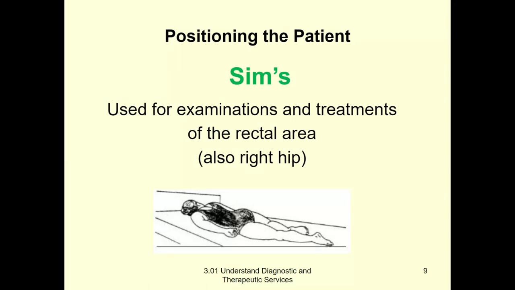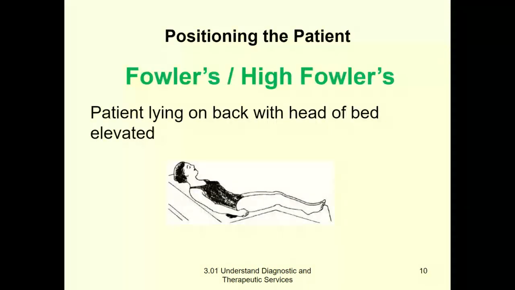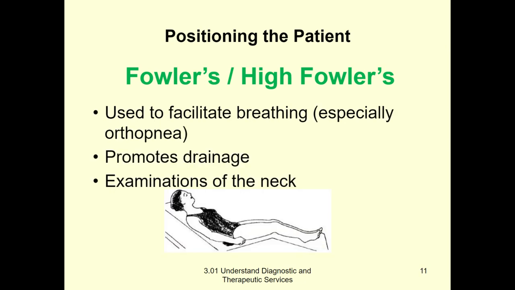It also props that right hip up in case you specifically need to assess something in the right hip. Fowler's. Okay, so you have high Fowler's, which is up at a 90-degree angle, like they're sitting up straight. You have semi-Fowler's, which is like a 45-degree angle, and then you have something called low Fowler's, which is like 25 to 30 degrees. So this would probably be semi-Fowler's. This is about a 45-degree angle that this girl is at. Maybe a little bit lower than semi, but that's fine. So why would we use this?